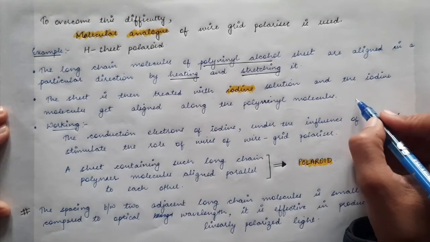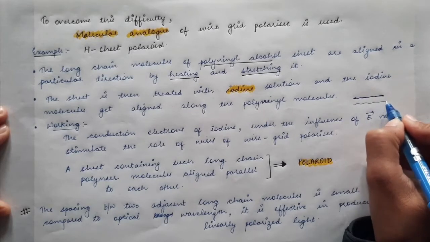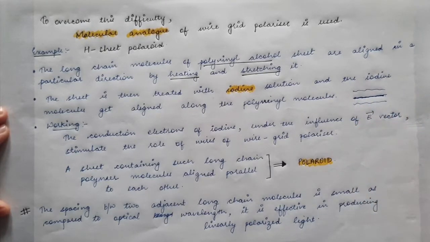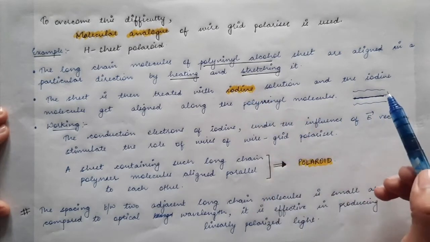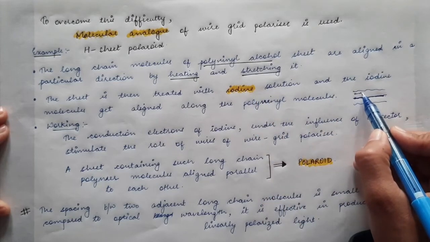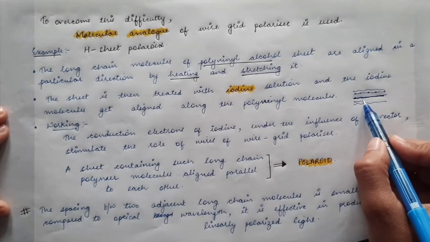So let's say these are the polyvinyl molecules, which we make aligned along a certain direction by heating and stretching it. And after that, we treat this sheet with the iodine solution so that the iodine molecules also get aligned along the direction in which the polyvinyl molecules are aligned.